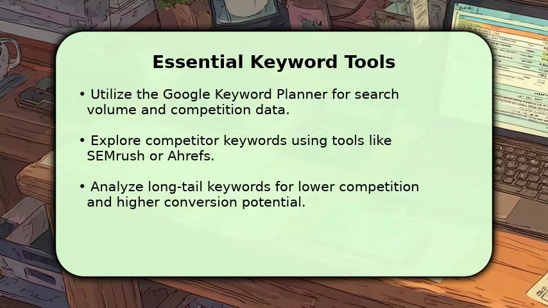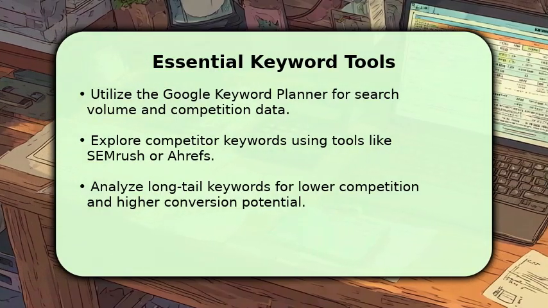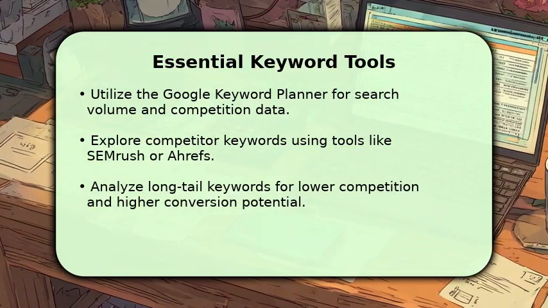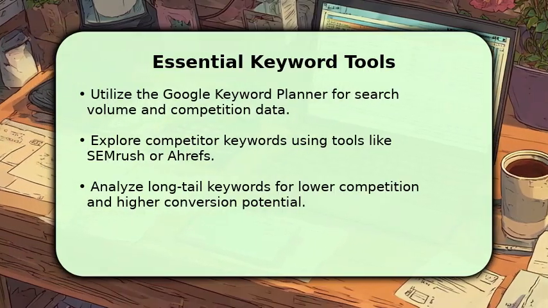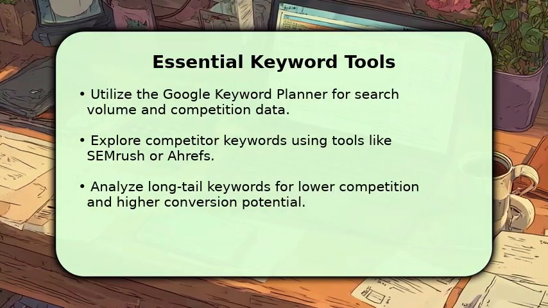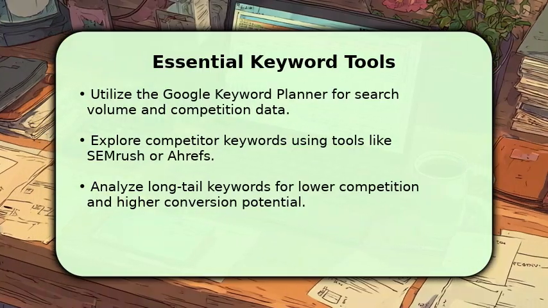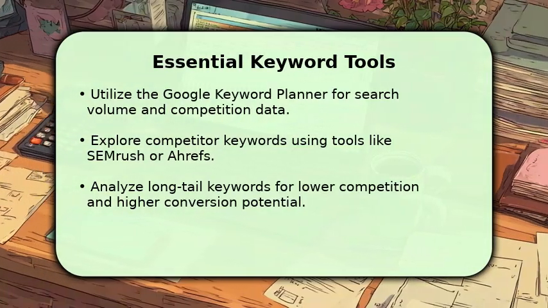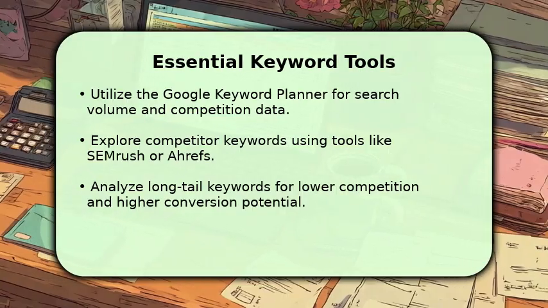Next, leverage powerful tools to expand your keyword list. The Google Keyword Planner is indispensable for discovering new keywords, checking their estimated search volume, and understanding competition levels. Don't forget to investigate what keywords your competitors are ranking for. This can uncover valuable opportunities.